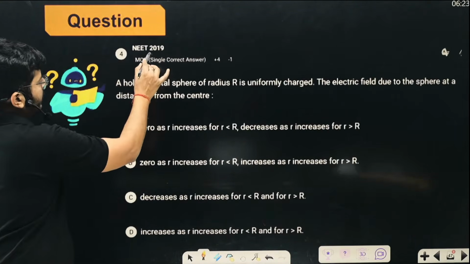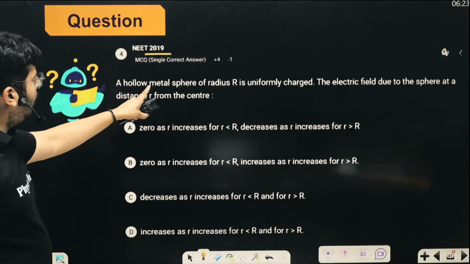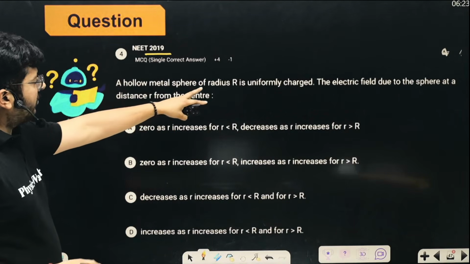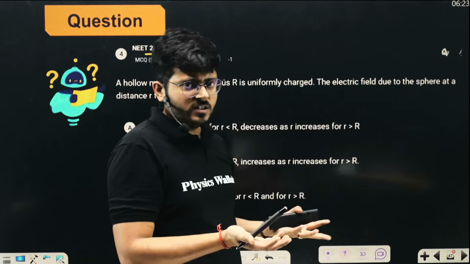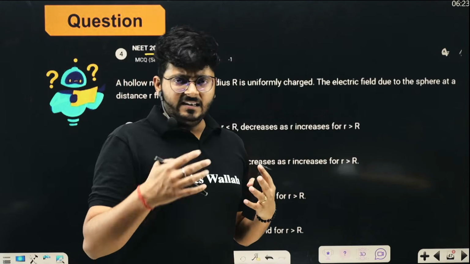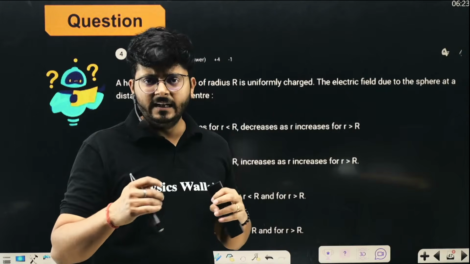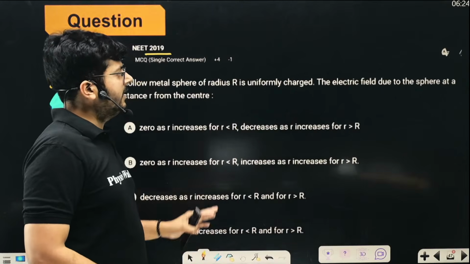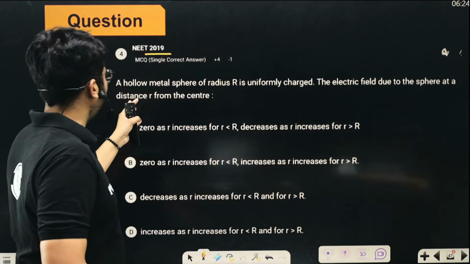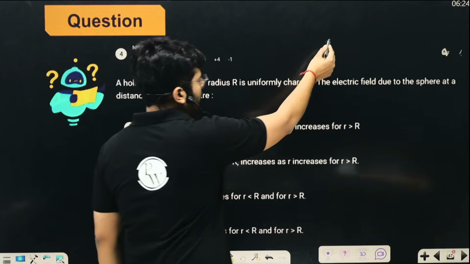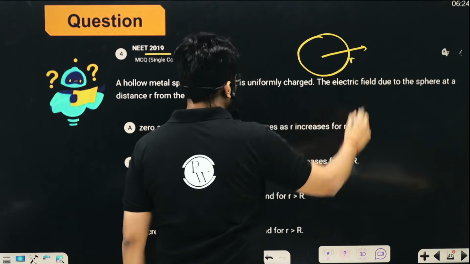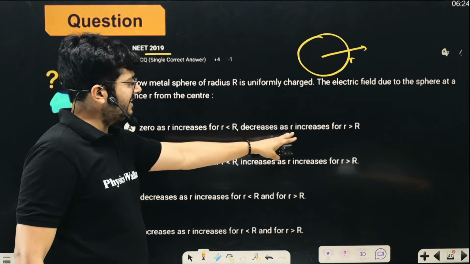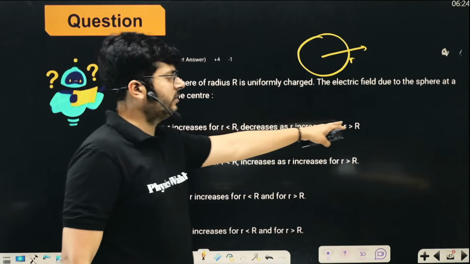It is again from the NEET 2019. The question is saying that a hollow metal sphere, metal means conducting sphere, of radius r is uniformly charged. Even if they are not writing that it is uniformly charged, we have to know that it is a metal sphere, so the charges will distribute uniformly. So it's a uniformly charged sphere. The electric field due to the sphere at a distance r from the center is 0 as r increases for r less than the radius, and decreases as r increases for r more than the radius of the sphere.